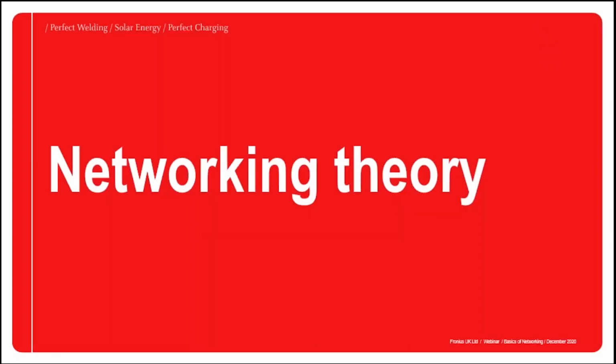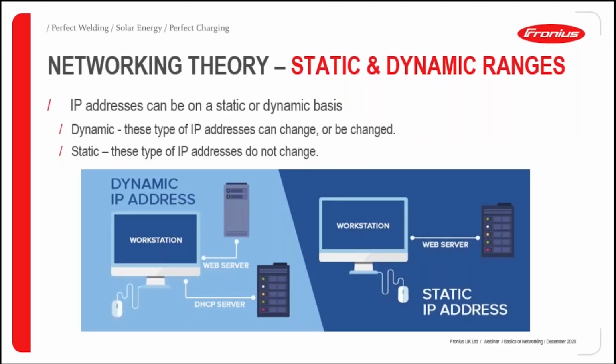Okay, great. So now let's take a look at some more networking theory, and we'll go into a little bit onto static and dynamic ranges. Dynamic literally means that this type of IP address can change or be changed, and static means that these stay the same. Most IP addresses assigned today by ISPs are dynamic IPs because it's more cost effective for them and for you in terms of home networks.